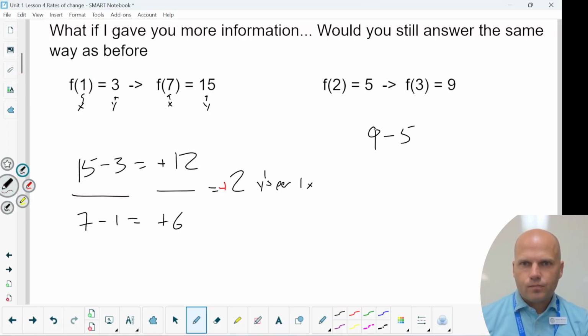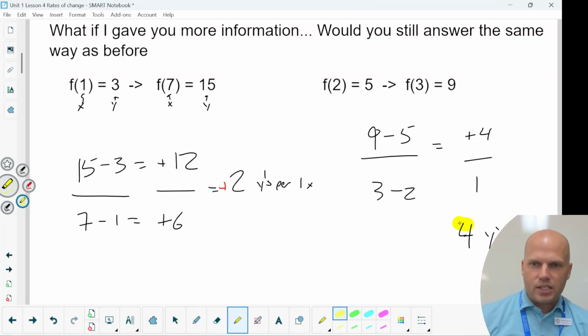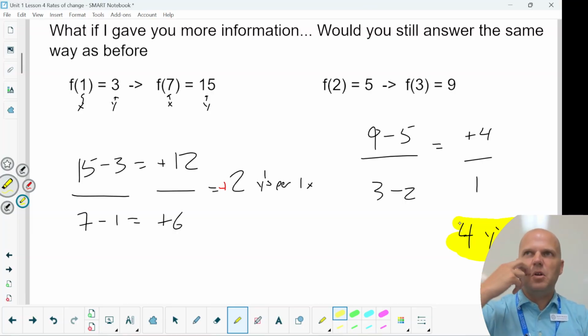Versus here, we have a y increase of 4, we have an x increase of 1, and we have this answer 4, or 4 over 1, or 4 y's per x. And all of a sudden, I would say, well, maybe this is more change. This is greater change.